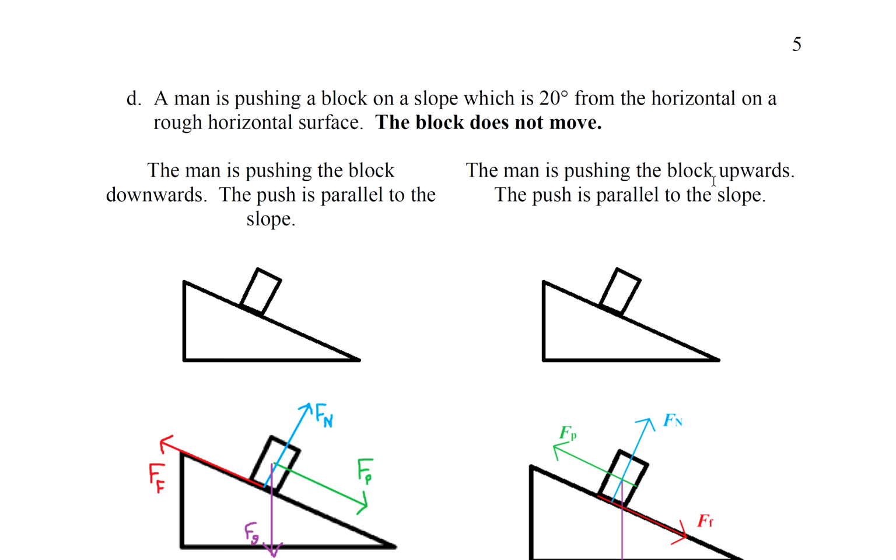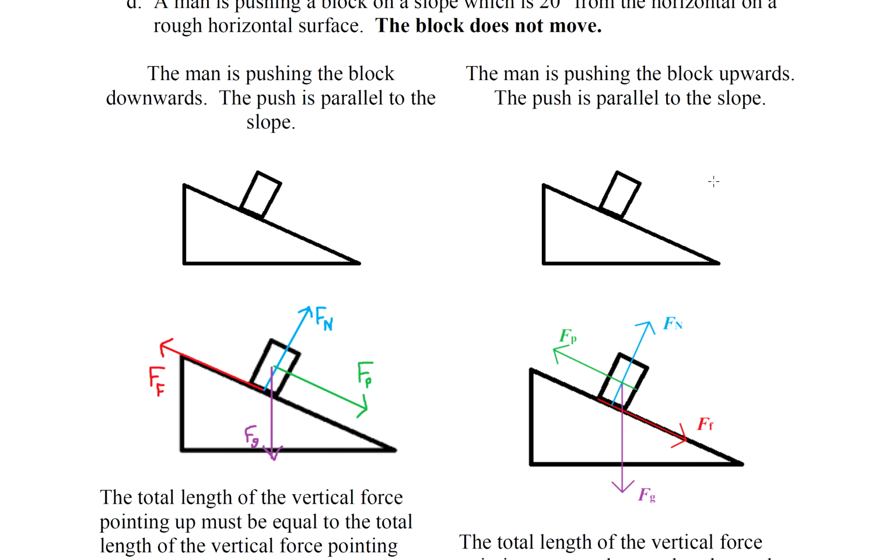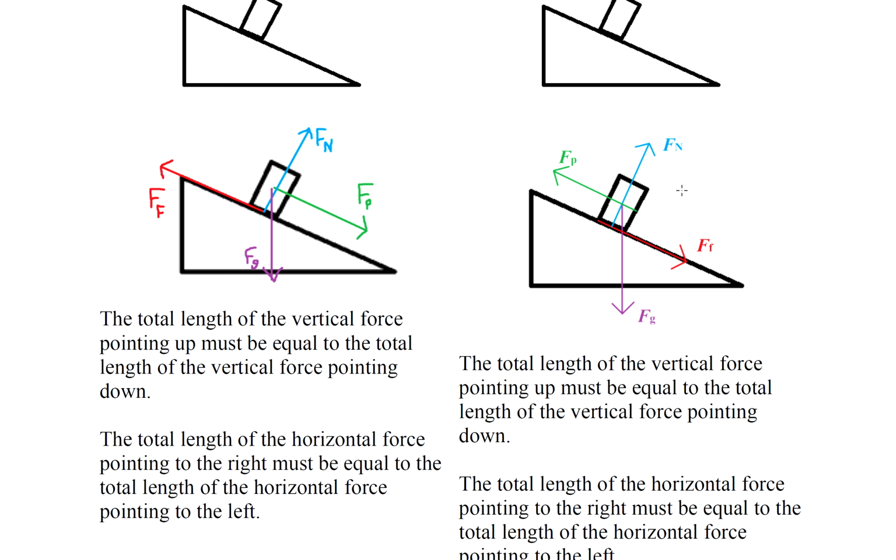Part D, a man is pushing a block on a slope which is 20 degrees from the horizontal on a rough horizontal surface. The block does not move. So, on the left side, the man is pushing the block downwards. The push is parallel to the slope. Remember, the block doesn't move. So the total length of the vertical forces pointing up must be equal to the total length of the vertical forces pointing down. And the total length of the horizontal forces pointing to the right must be equal to the total length of the horizontal forces pointing to the left. It's difficult to draw these vectors with a perfect magnitude.